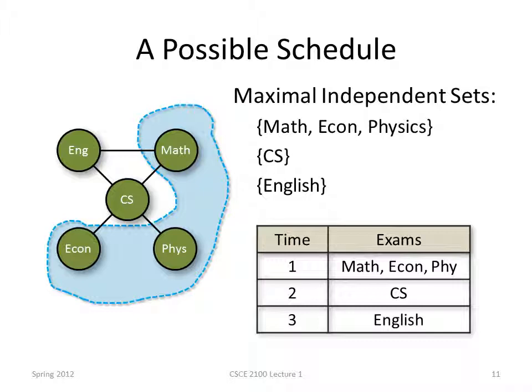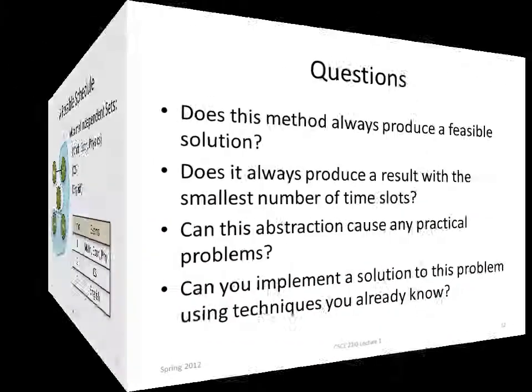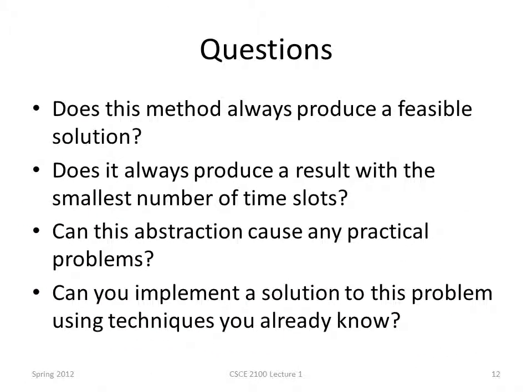Both using maximal independent sets. Both are viable solutions. So does this method always produce a feasible solution? Yeah. Does it always produce the best one, the one with the smallest number of slots? Turns out it doesn't. And there are some fairly deep mathematical reasons why it doesn't.